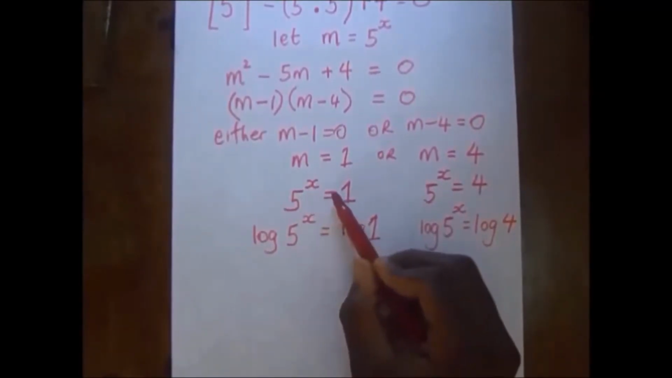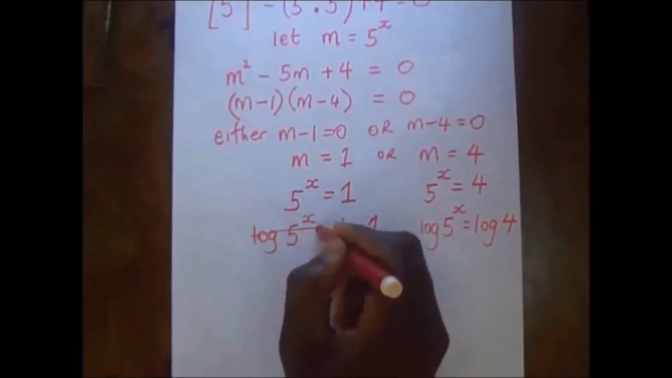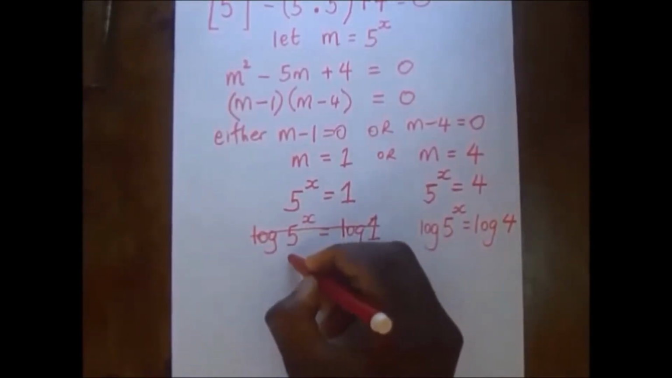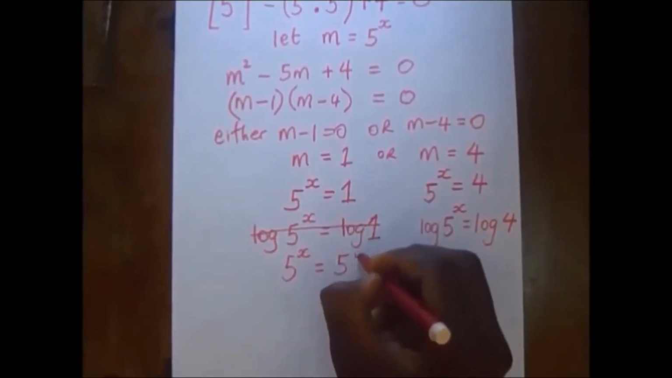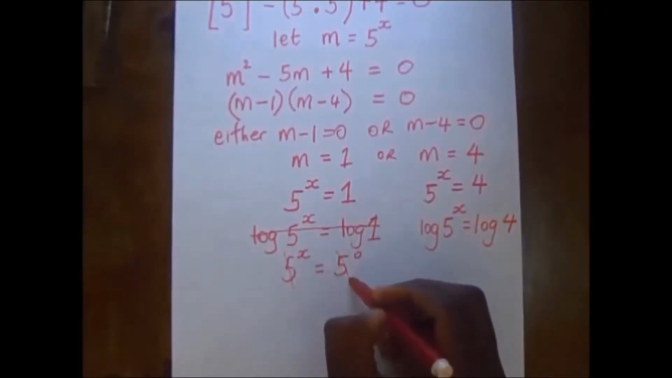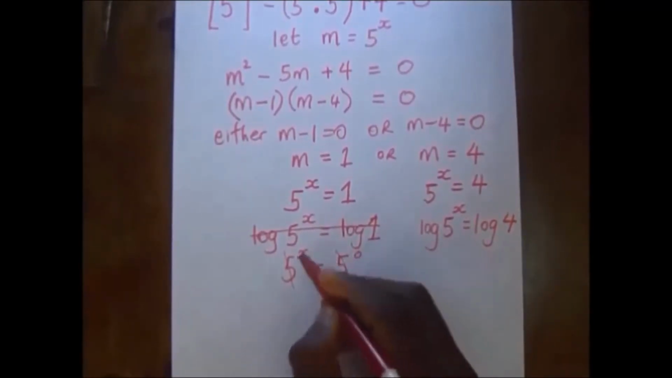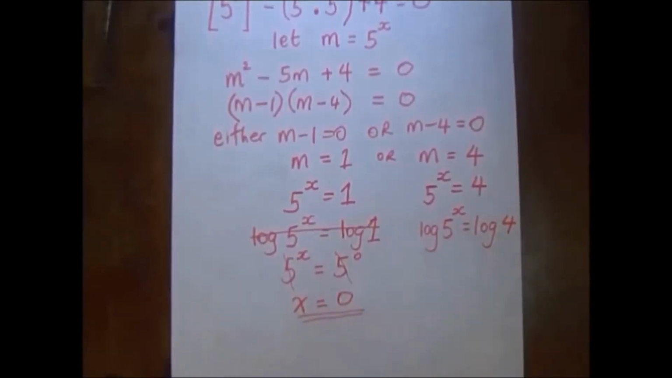So if this 5 to the power x is equivalent to 5 to the power 0, that means we would not need this step. 5 to the power x is equal to 5 to the power 0, because 5 to the power 0 is 1. So when the bases are the same, 5 and 5, the value of x here is 0. That's the first value of x.